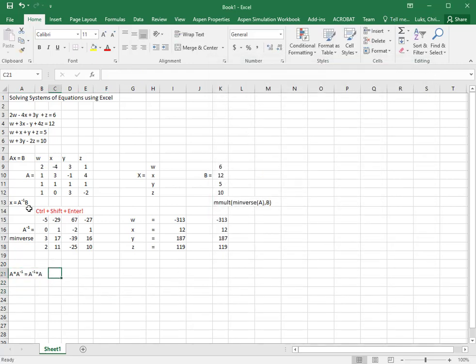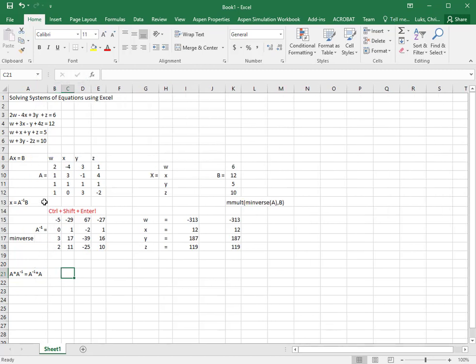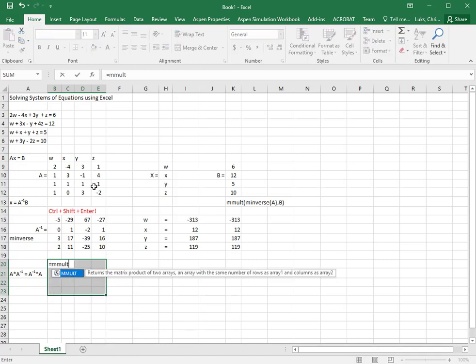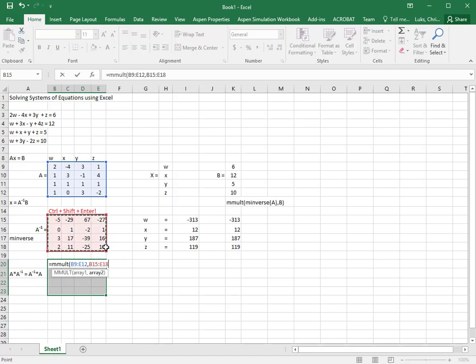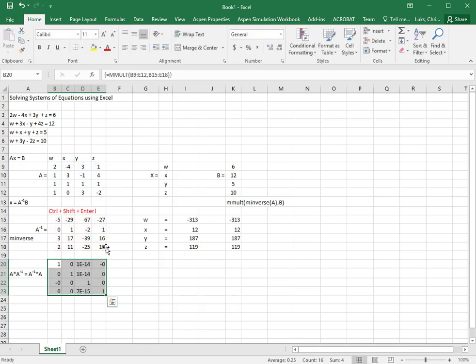Okay, if we were to do that, then I expect still my answer to be a 4 by 4. So I highlight 4 by 4, which I didn't do. Okay, 4 by 4. There we go. Got it this time. And I want to multiply these two matrices together, A and A inverse. And it should work no matter which order I put these in. And Control-Shift-Enter. And we get this.